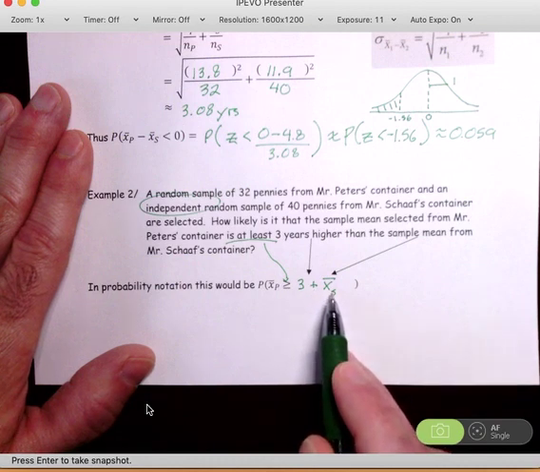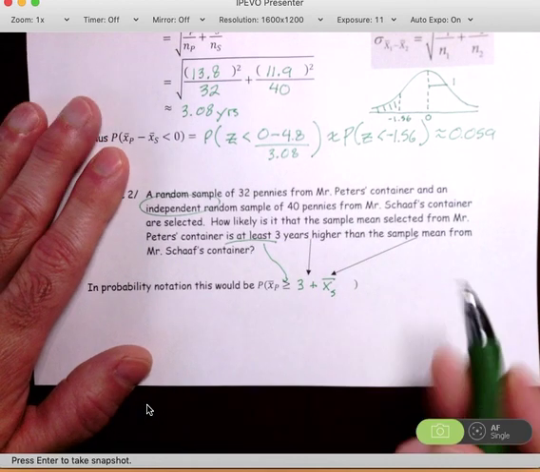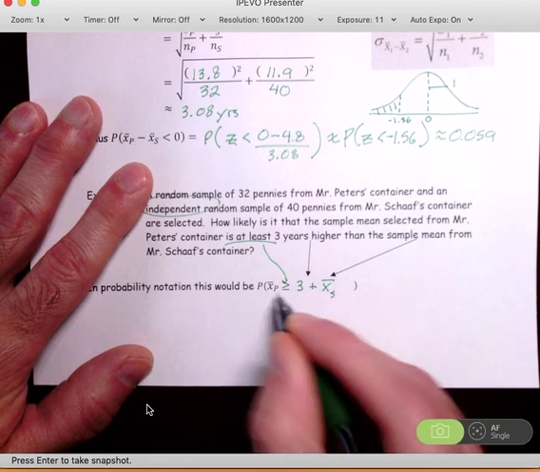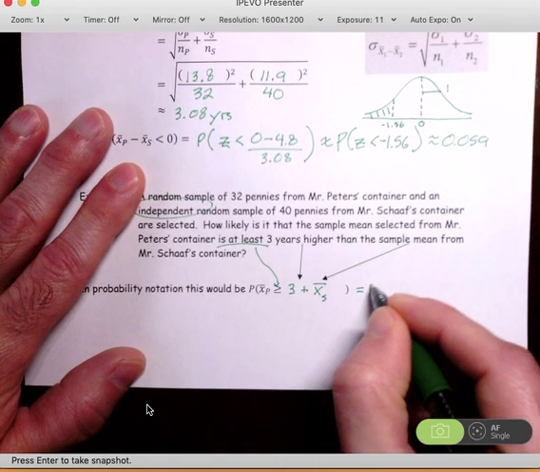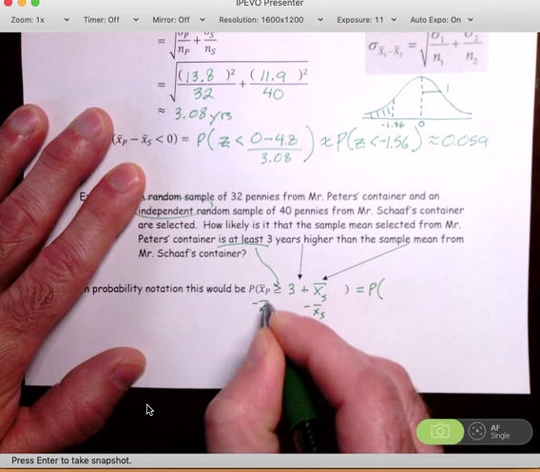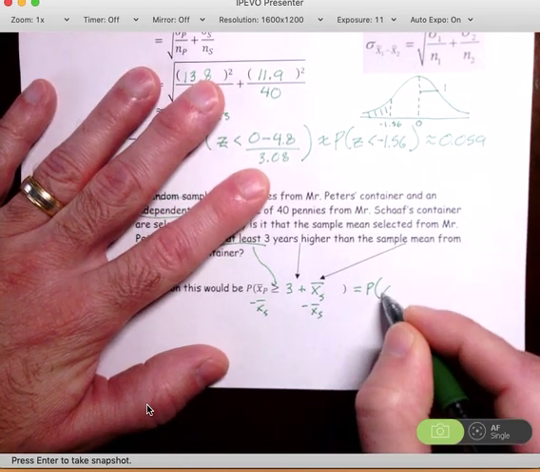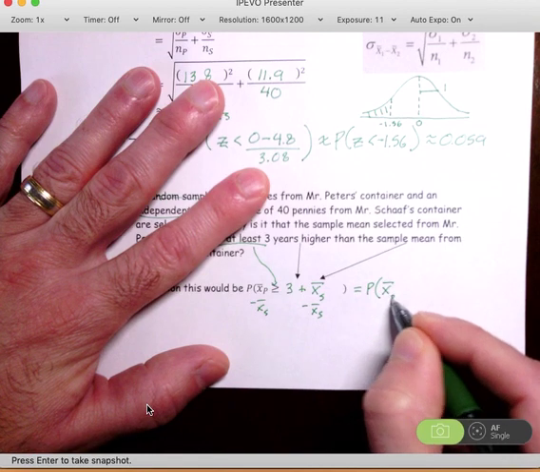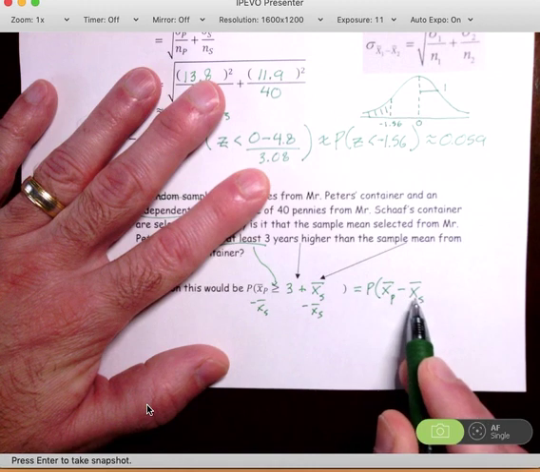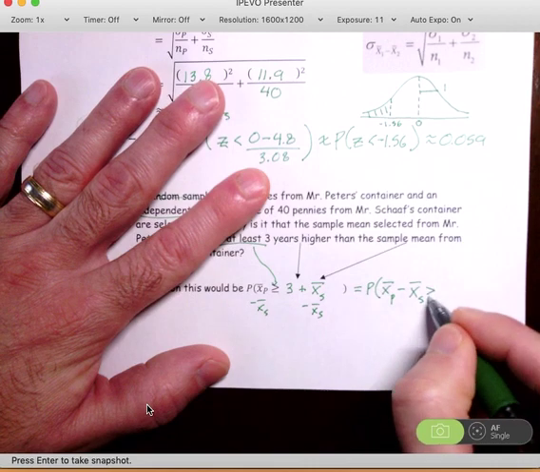my container. So again, our sampling distribution, though, is about differences. So just like before, I need to subtract the sample mean of my container from both sides. So the probability statement that we're really going to work with here looks like this. It is an equivalent statement, but we're going to subtract the sample mean of Schaaf from both sides so that we're working with a difference of sample means. That's our goal. So the sample mean from Peters minus the sample mean from Schaaf, I am now interested in that being greater than or equal to 3.